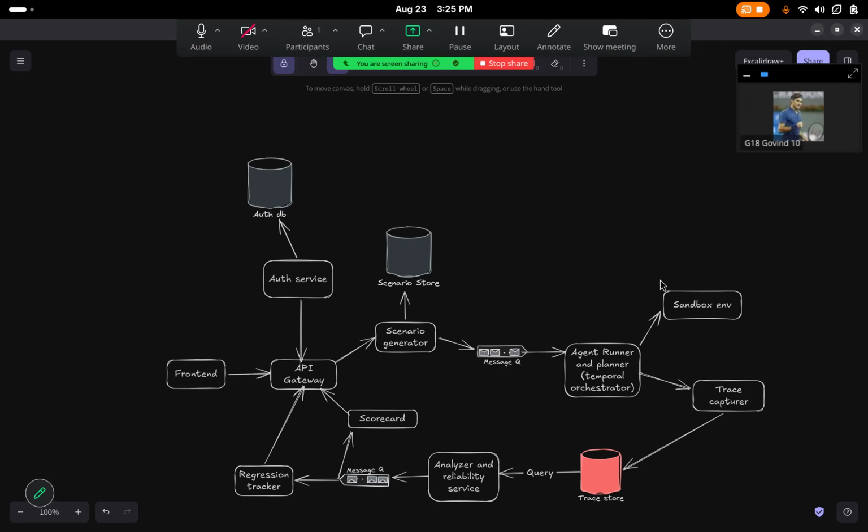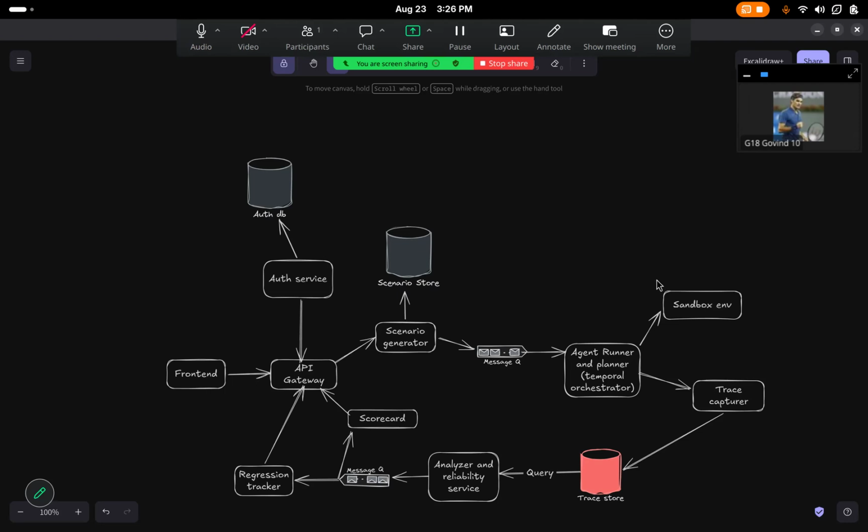In a production implementation, this could be backed by stronger isolation technologies such as containers, gVisor, or virtual machine style execution. For the prototype, we are using a controlled execution environment. Every important action produces a trace: LLM calls, tool calls, state transitions, latency, and failures. The important architectural boundary here is that the trace capturer writes to the trace store. The analyzer does not need to be coupled directly to the execution process. It can query the persisted trace independently.